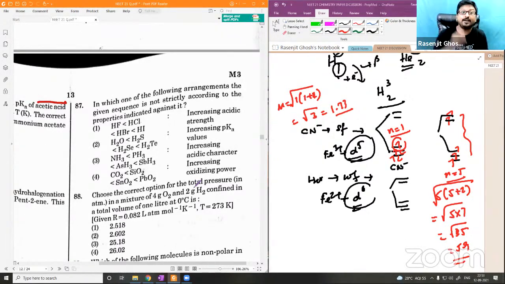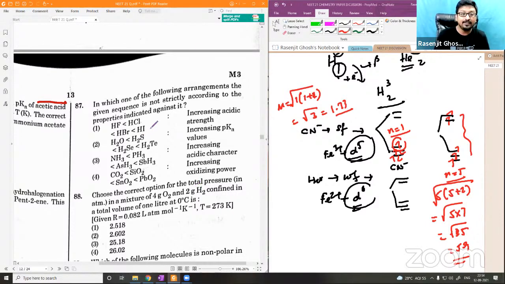Which of the following arrangements in the given sequence is not strictly according to the properties indicated against it? Okay. HCl, HF, you have to go a little bit slowly here. Why? Because the trends are here. So basically you have to look at the characteristics of the group elements which are mentioned here. Okay. First three are the hydrides and the second last one is the oxides.